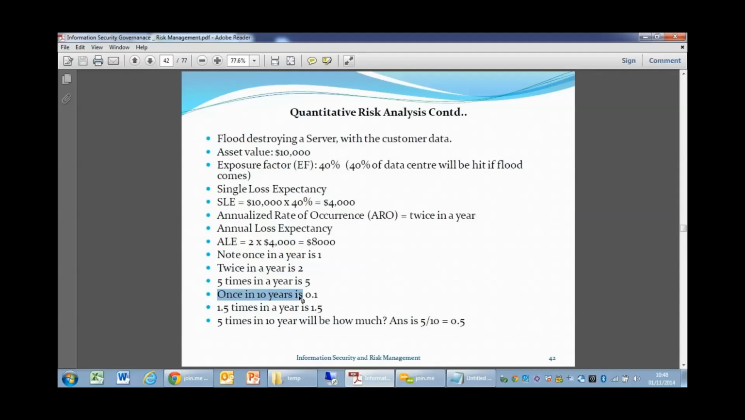Now please have some thought after this webinar. It is like once in 10 years, so definitely the probability will be 1 by 10. You need to think on this. It cannot be explained more on the webinar. But please remember that if a question, like the last bullet, says 5 times in 10 years, the answer is 5 divided by 10, which is 0.5. This is where students get confused in the exam. So please remember your number of times will come as the numerator, and in how many years will come as the denominator, and then you can come up with a value of ARO. So that's what quantitative risk assessment is all about.